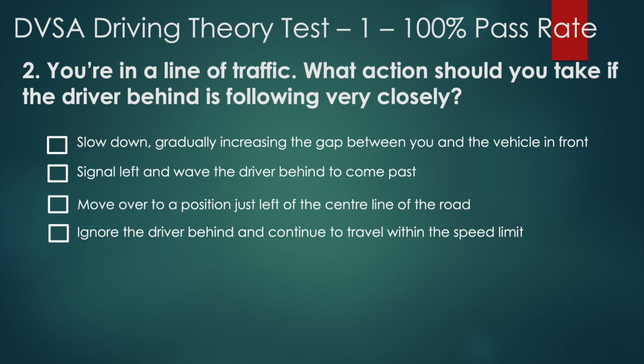2. You are in a line of traffic. What action should you take if the driver behind is following very closely? A. Slow down, gradually increasing the gap between you and the vehicle in front. B. Signal left and wave the driver behind to come past. C. Move over to a position just left of the center line of the road. D. Ignore the driver behind and continue to travel within the speed limit. And the answer is A. Slow down, gradually increasing the gap between you and the vehicle in front.